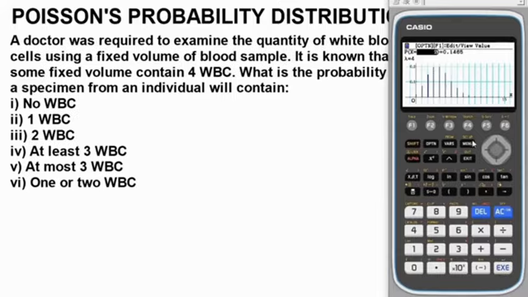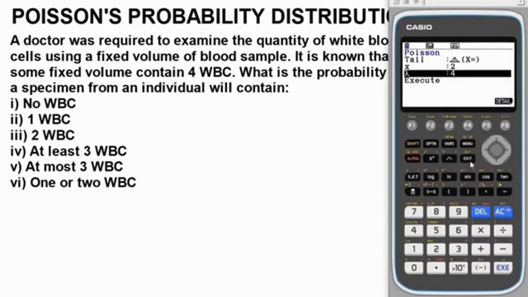Let me show you what we're going to do. Now this time, let's change the x value to be 3. The lambda is fixed, alright? Now once you've done this, you will go to under this L. You're not going to solve when x is an equality sign. You're going to solve for at least, when x is greater than or equal to.